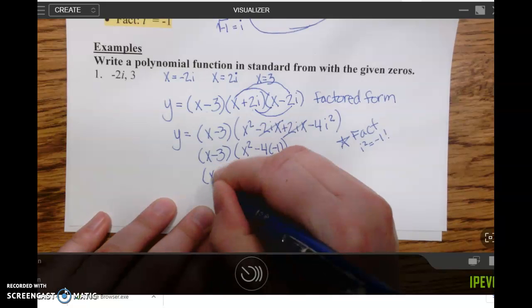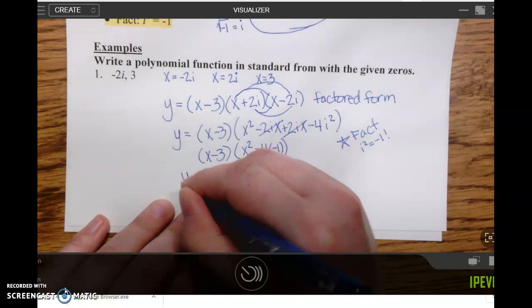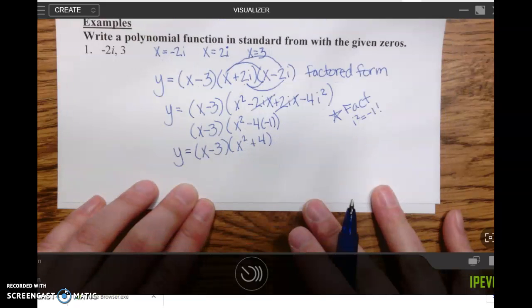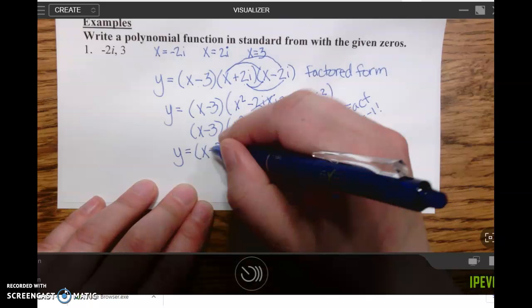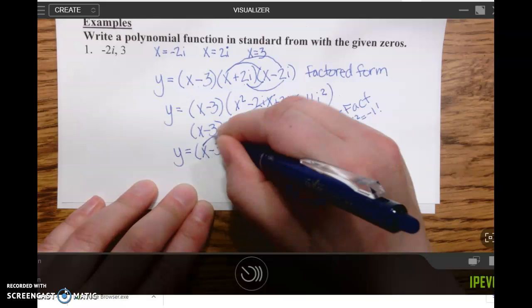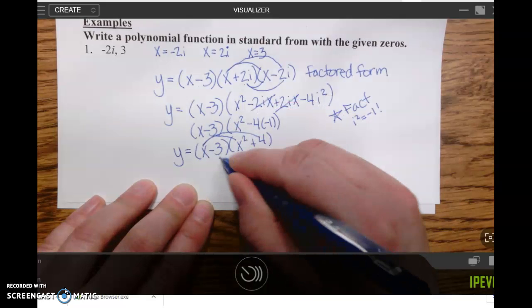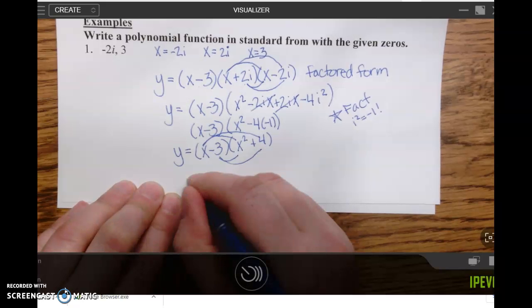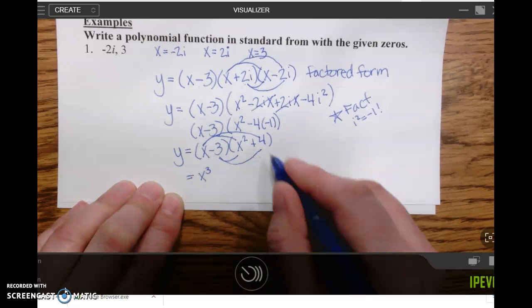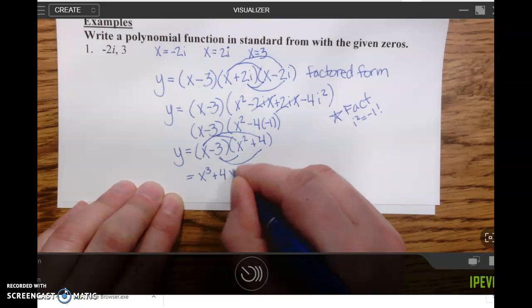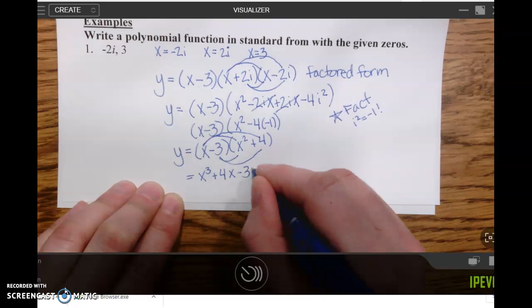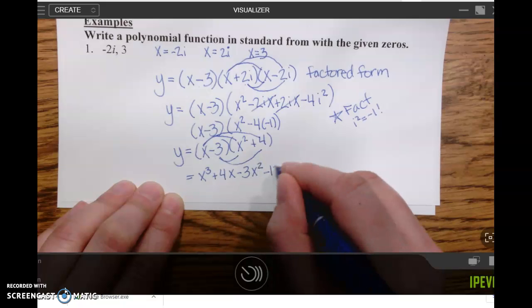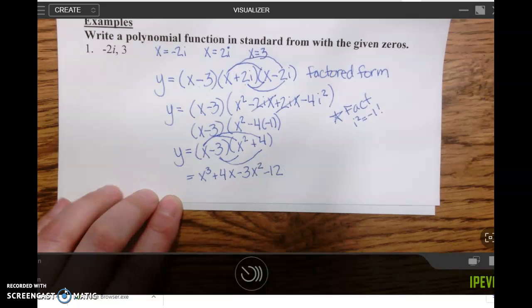And so we're going to multiply one last time the x minus 3 with the x squared plus 4. Notice all the i's will be gone once we're done multiplying. If you still have an i left, you've done something wrong. We have x that we're going to multiply to both terms, and the negative 3 that we're going to multiply to both terms. So x times x squared gives you x cubed. x times 4 is 4x. Negative 3 times x squared is negative 3x squared. And negative 3 times a 4 is a negative 12.